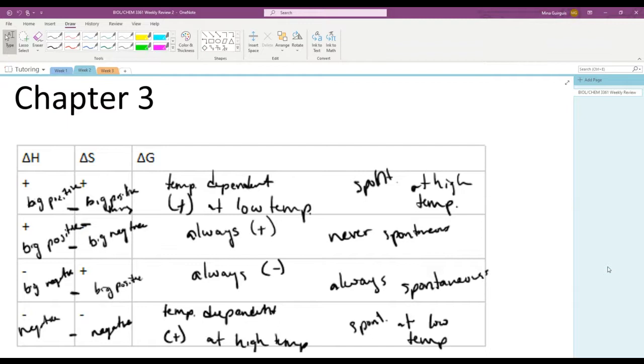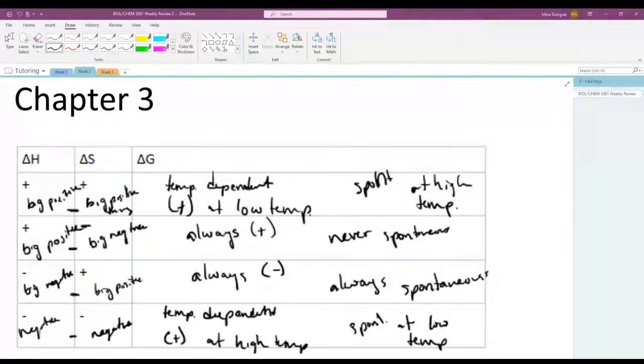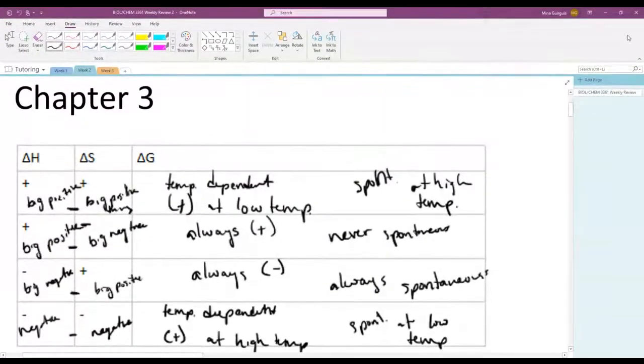Okay, so if delta H and delta S are both positive, delta G is temperature dependent and it's spontaneous at a very high temperature. When you have a positive delta H and a negative delta S, delta G is always positive, meaning it's never spontaneous. When it's flipped, so negative delta H, positive delta S, your delta G is negative, so your reaction is spontaneous. And finally, when they're both negative, delta G is again temperature dependent and spontaneous at low temperatures.